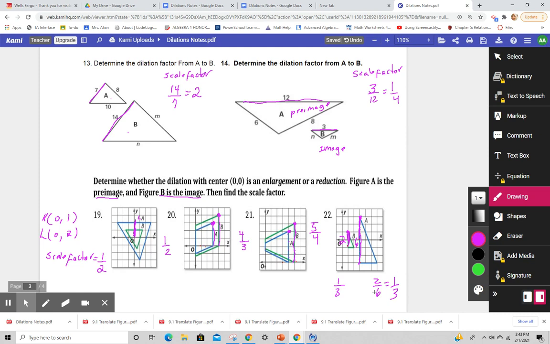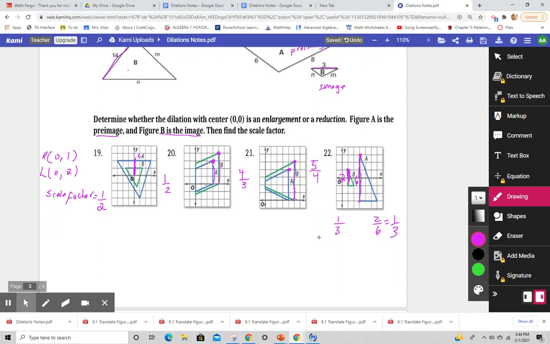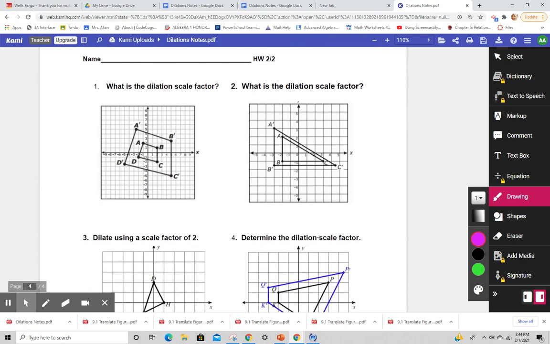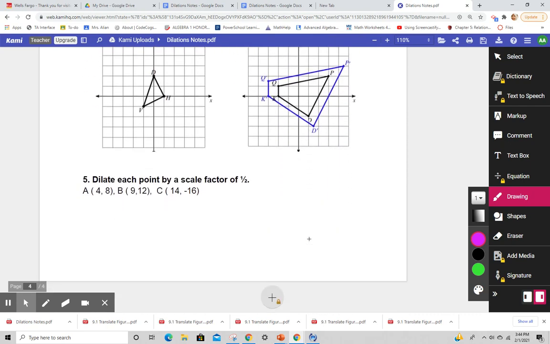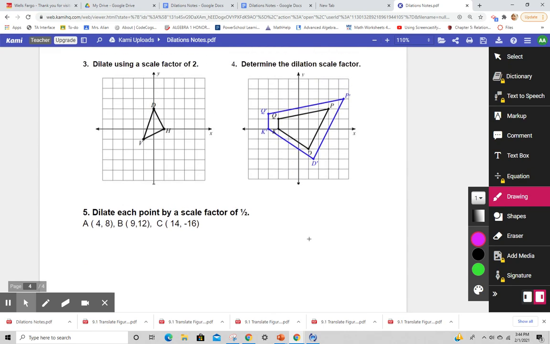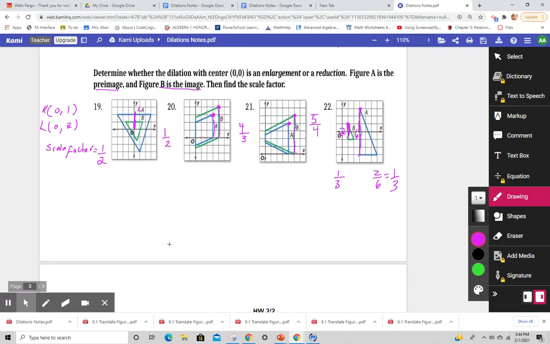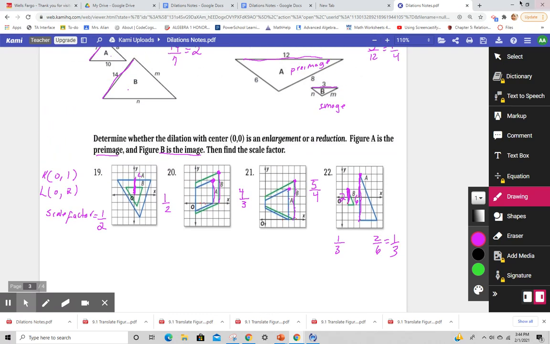Okay, and I think this concludes this lesson on dilations. This is your homework for tonight.